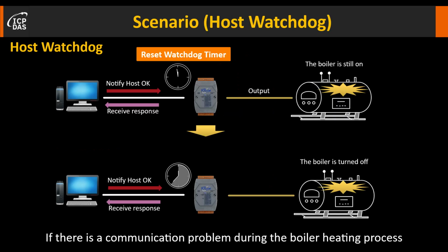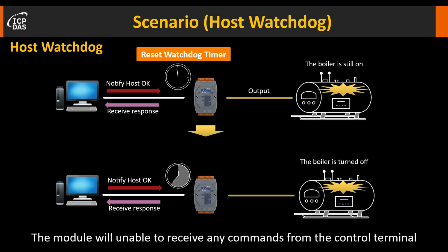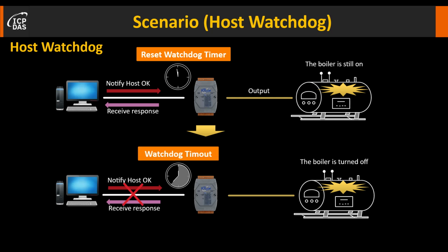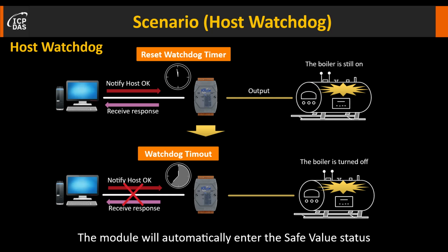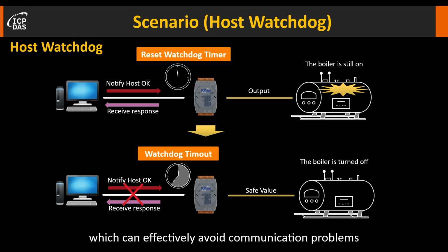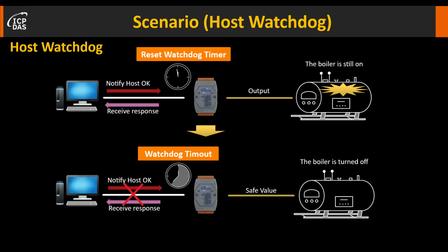If there is a communication problem during the boiler heating process, the module will be unable to receive any commands from the control terminal. The module's host watchdog will time out, and the module will automatically enter the safe value status, turning off the boiler heat source, which can effectively avoid dangers caused by communication problems.